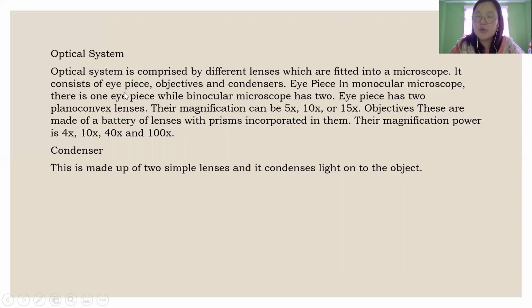The eyepiece is to visualize the image. The objective is for how much magnification you require, and depending on that you can change the objective. Condensers are two simple lenses. They condense the light on the object. Depending on how much light you need, you use the condenser accordingly.